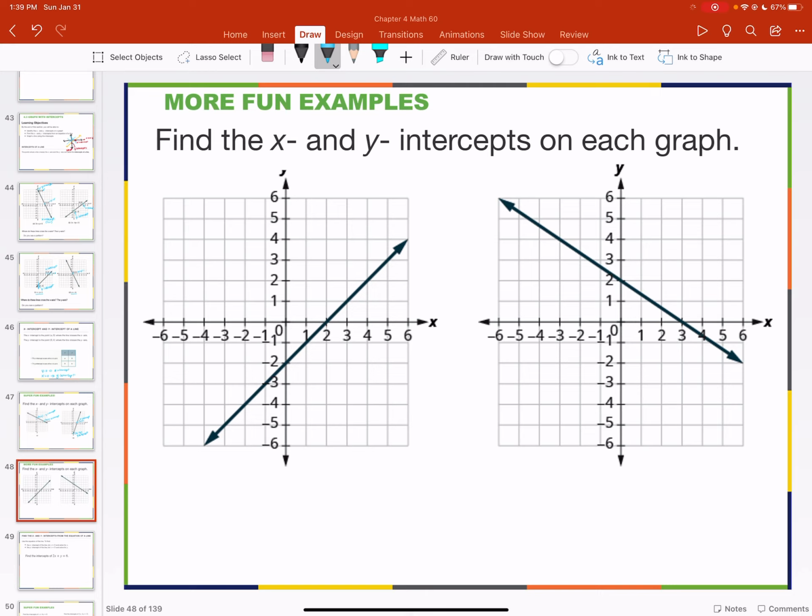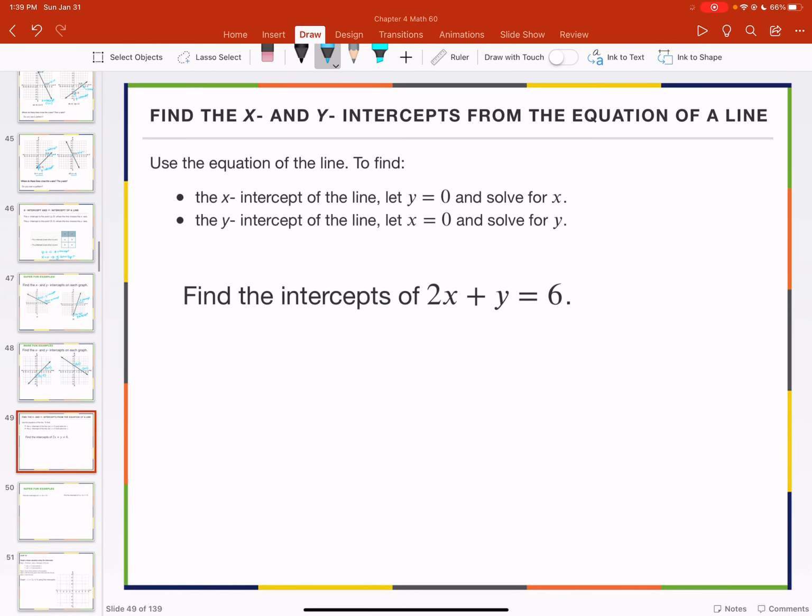Let's do a couple more. Here you have your x-intercept and your y-intercept. Your x-intercept is 2, 0. Your y-intercept is 0, negative 2. Here's your x-intercept. It's 3, 0. This one is 0, positive 2. That's your y-intercept.